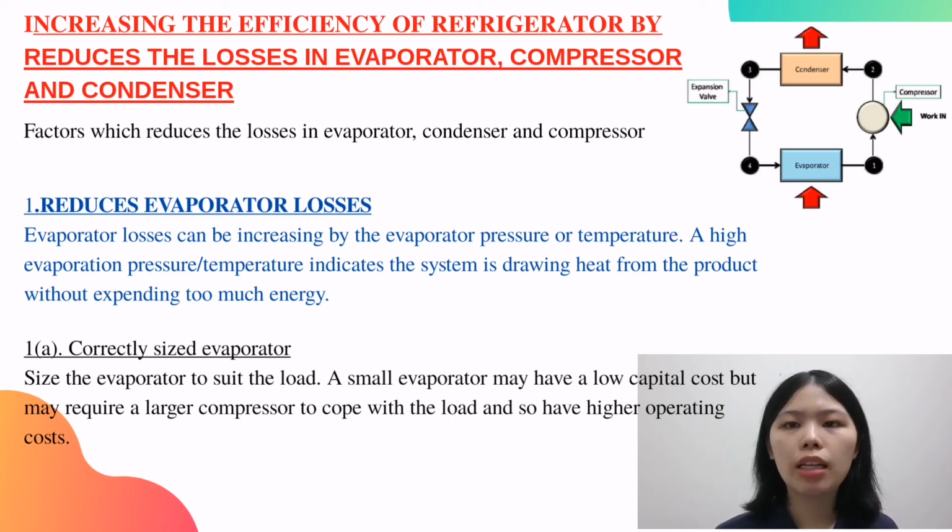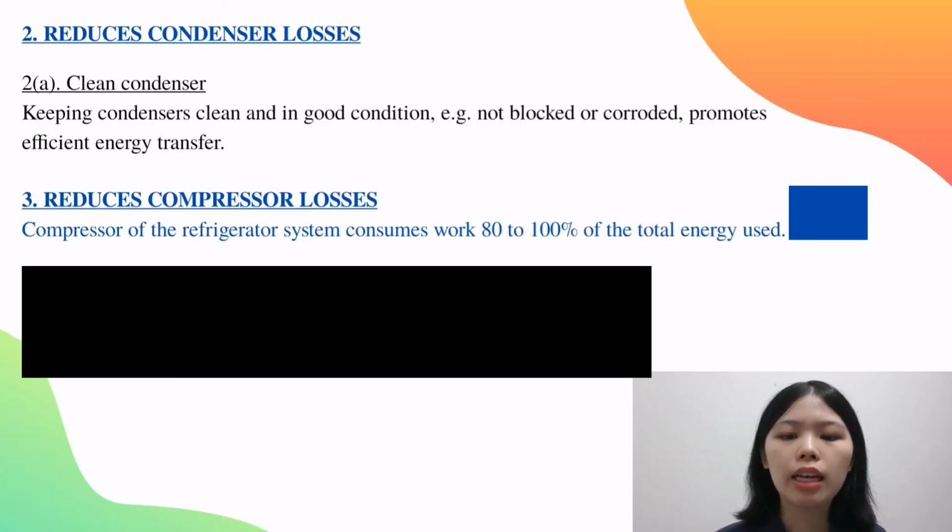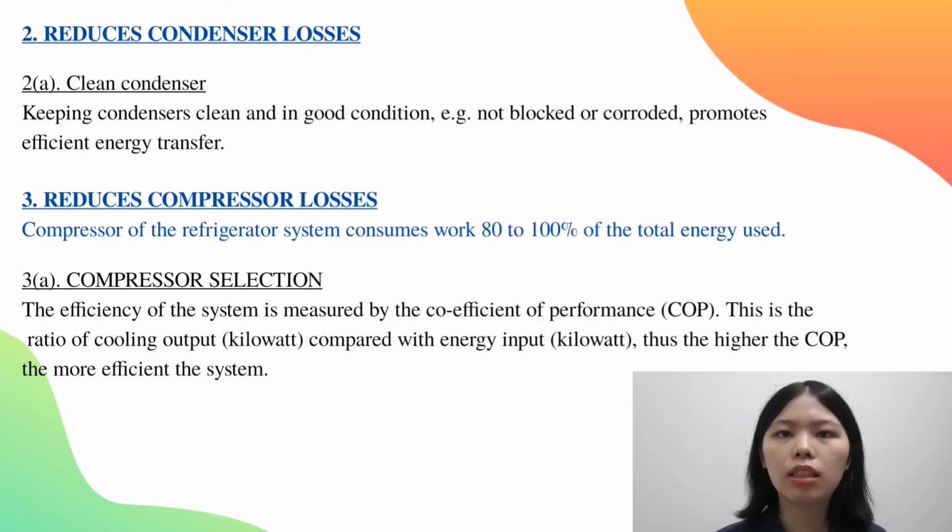Hence, we need to size the evaporator correctly. Size the evaporator to suit the load. A small evaporator may have a low capital cost but may require a larger compressor to cope with the load and so have higher operating costs. Second, we need to reduce the condenser losses. In order to do that, we need to clean the condenser. Keeping the condenser clean and in good condition, for example, not blocked or corroded, promotes efficient energy transfer.